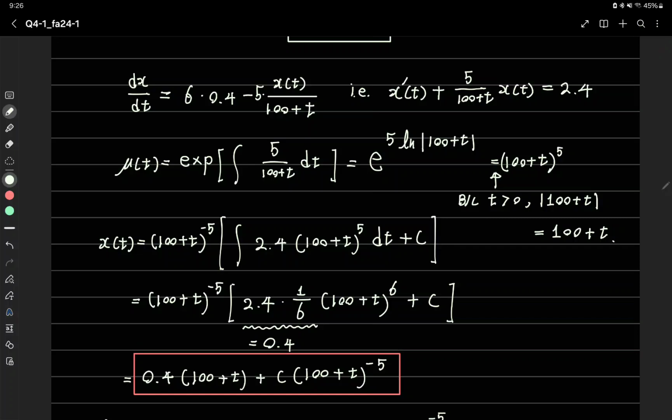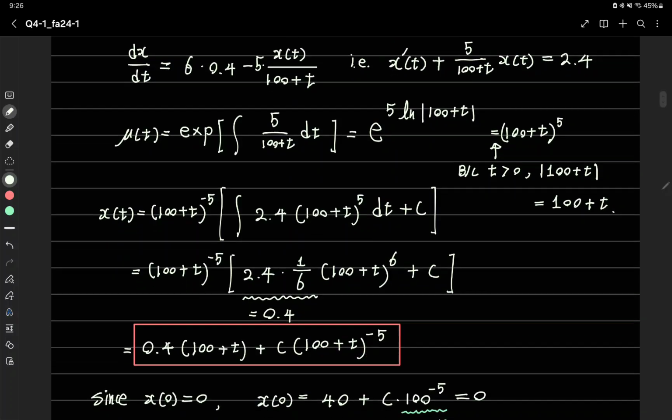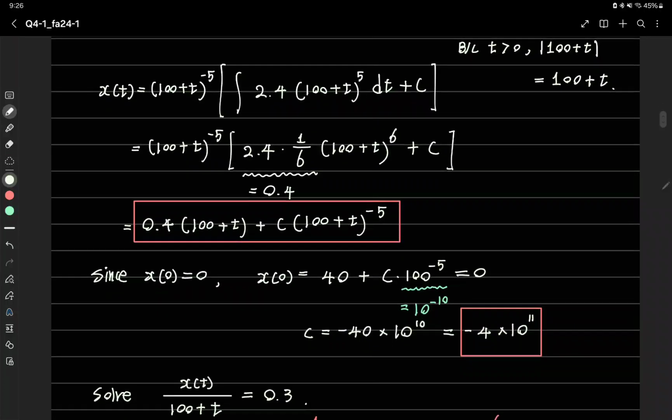Simplifying and taking the integral, and then simplifying these calculations, we get 0.4 times 100 plus t plus c times 100 plus t to the negative fifth power. And then using the initial condition, which is x of 0 equals 0. Why? Because initially pure water is held in the tank, right? So there was no salt in the water in the tank, so x of 0 must be 0.